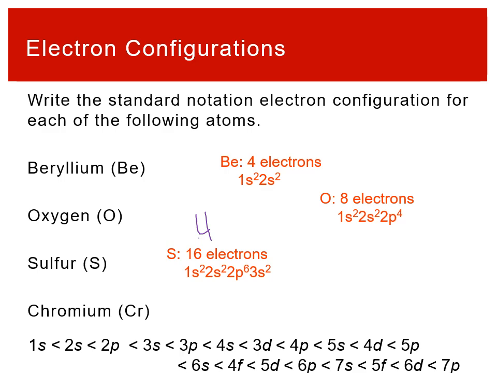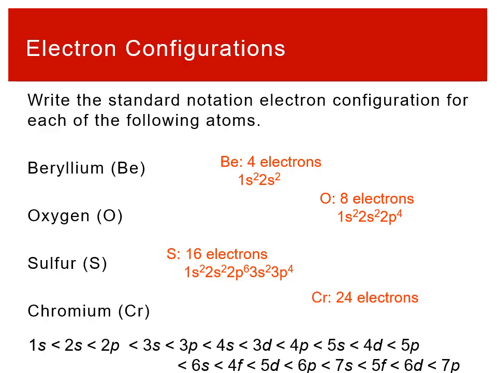The next highest energy is 3p. 3p, because it is a p-type, can hold 6. 4 is less than 6, so we'll go ahead and put all 4 inside that 3p. So we can see with sulfur, there's more electrons in there, so it gets to be a bit longer.